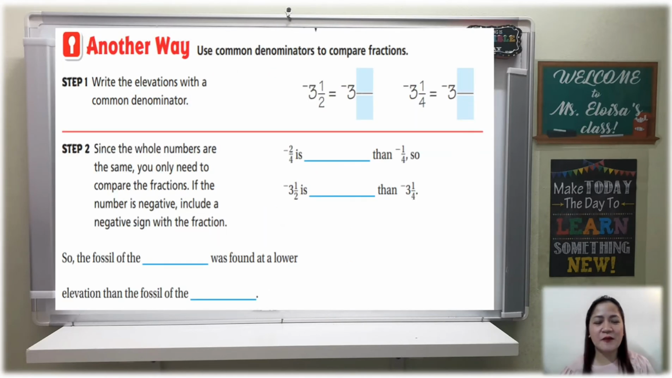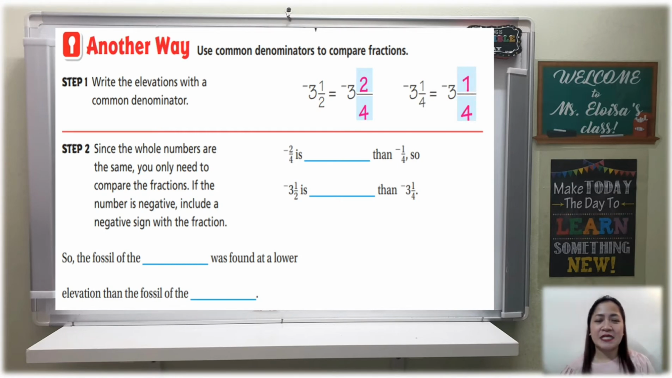Another way is to use common denominators to compare fractions. Step 1. Write the elevations with the common denominator. Since our fractions are negative 3 and 1/2 and negative 3 and 1/4, then our common denominator is 4. So negative 3 and 1/2 will be negative 3 and 2/4, while negative 3 and 1/4 will remain the same.